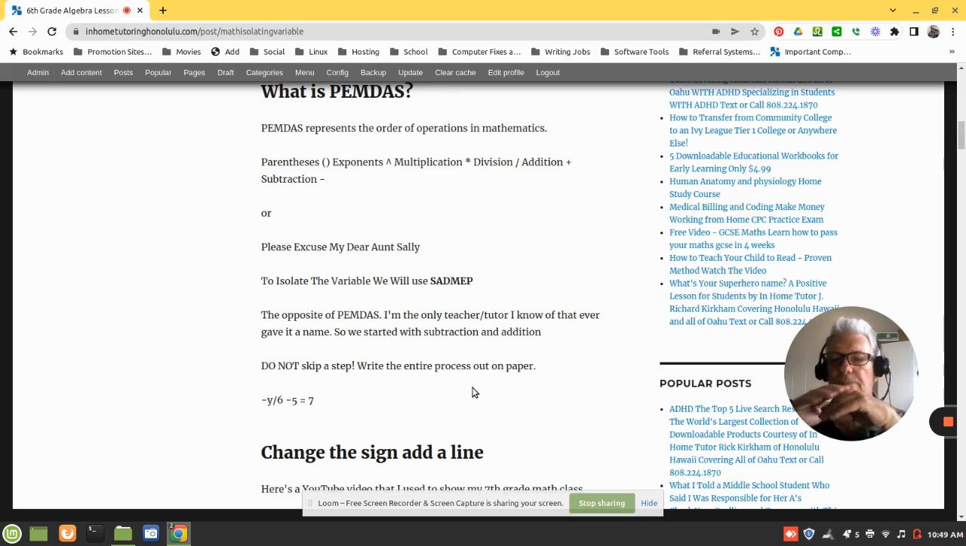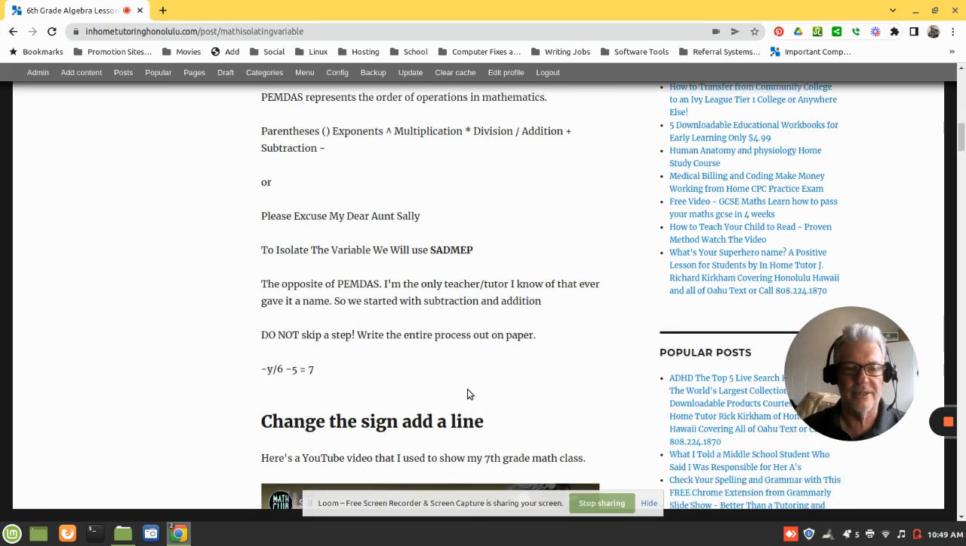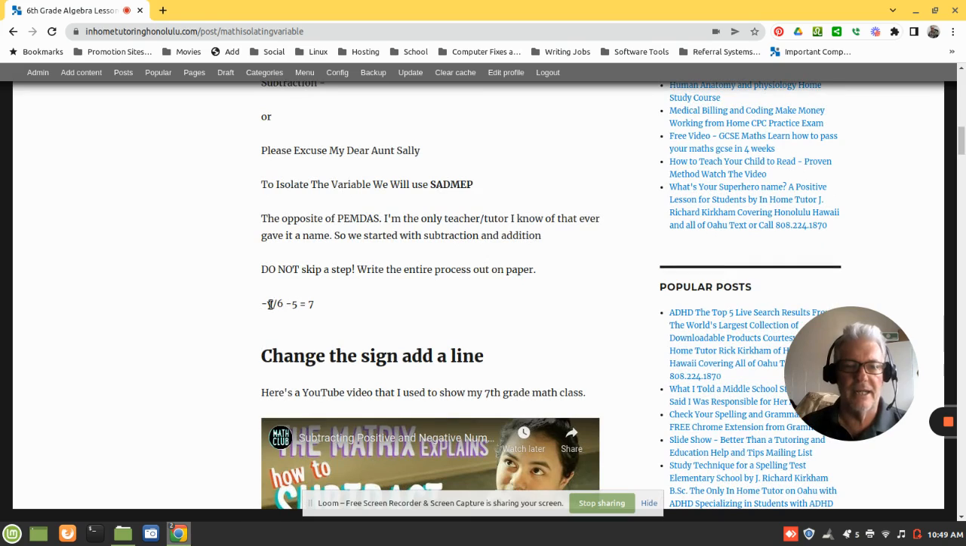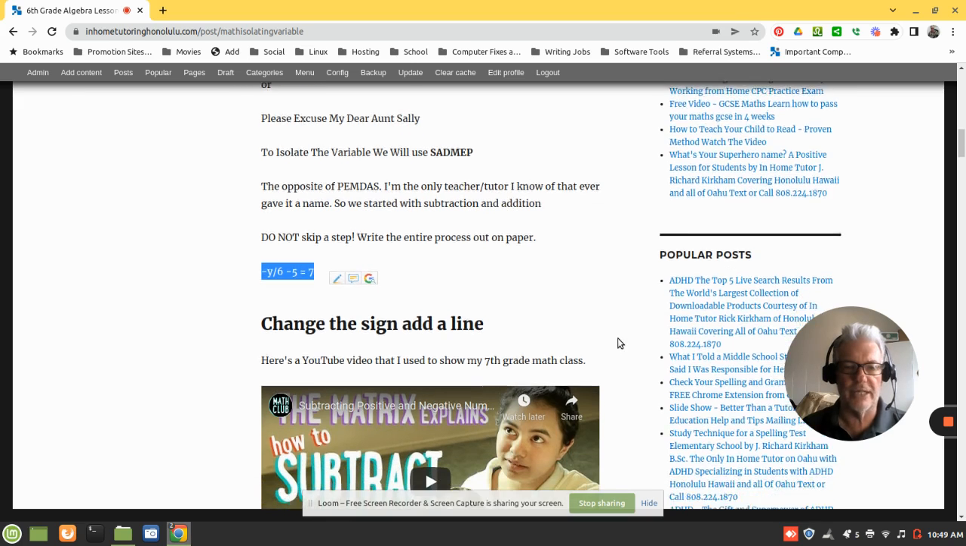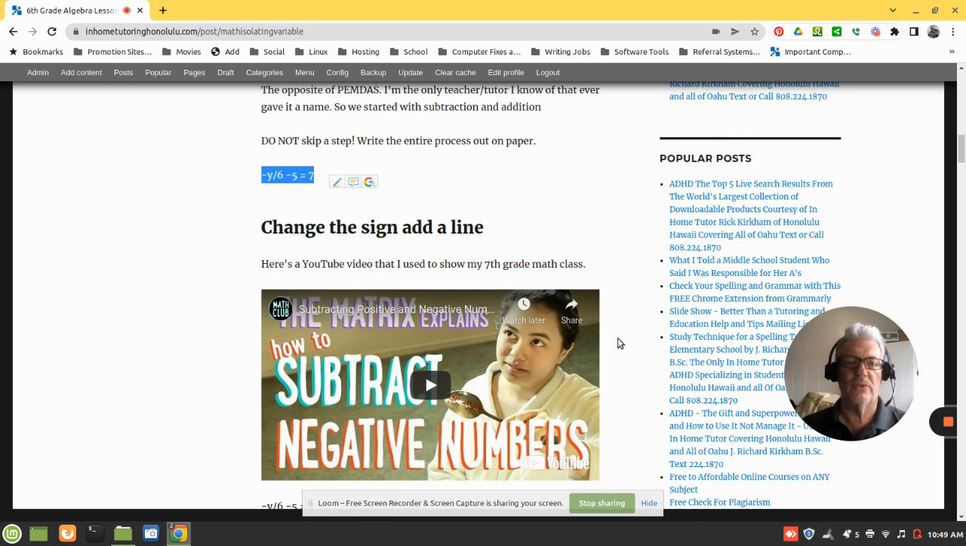So the other important thing is do not skip a step, especially if you happen to be one of my ADHD students. We need to kind of see things in the pattern. And so don't skip a step. Here's the equation that we're going to be working on. The first thing we're going to do is we're going to make the -5 into a plus -5. So to do that, we're going to change the sign, add a line.